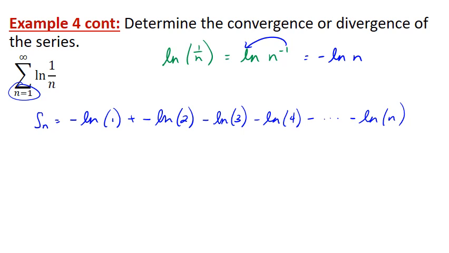Well, in this case, natural log of 1 is 0. Now remember, the natural log graph looks like this. So the natural log of 1 is 0. So this sum, if I take all of these and I add them all together, this is going to approach negative infinity. So in this case, the limit does not exist, and so this is said to diverge.